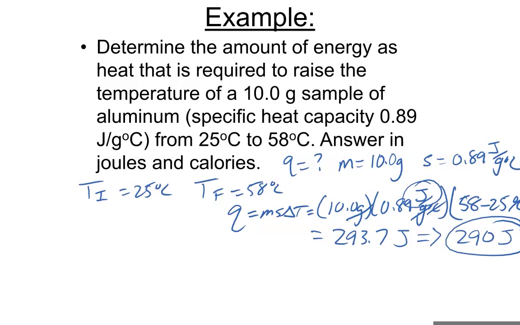This is an endothermic process, as we got a positive value for Q. And we also see that reflected in the temperature. Temperature went from 25 to 58, so it picked up energy. The result of that is our temperature increased. Any questions there?